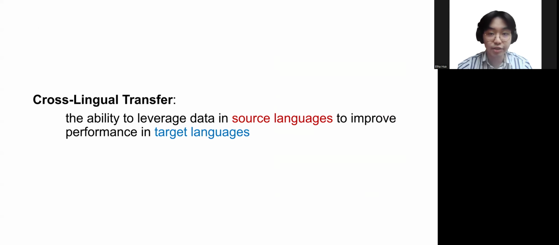Here is a standard definition of cross-lingual transfer. We say a model has the ability to cross-lingual transfer if it's able to leverage data in some languages to improve performance in some other languages. The former languages are usually called source languages and the latter ones target languages. In the literature, various degrees of cross-lingual transferability have been found across different pre-trained models. So a natural question to ask is what factors are responsible for models being good at cross-lingual transfer?